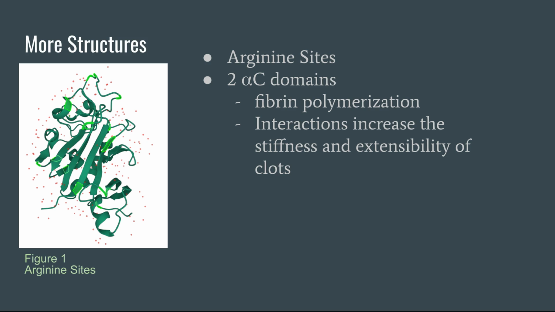increase the speed of fibrin polymerization. So the interactions between the alpha carbon domains will make it a faster process for the fibrin to form the blood clots. And then the interactions also increase the stiffness and extensibility of the blood clots.